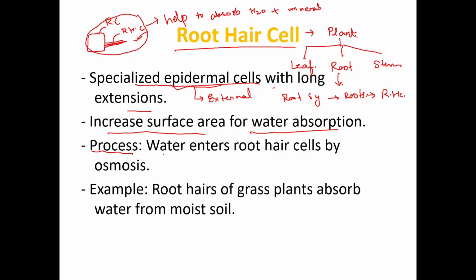What is the main process? Water enters root hair cells by osmosis. Now let's introduce our new term, osmosis. Osmosis is the movement of water molecules from a high level to a low level. For example, root hairs of a grass plant absorb water from moist soil. Root hair cells increase surface area so the plant can take in a larger amount of water.